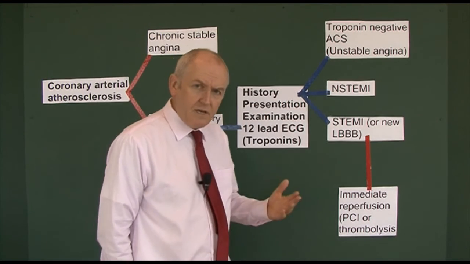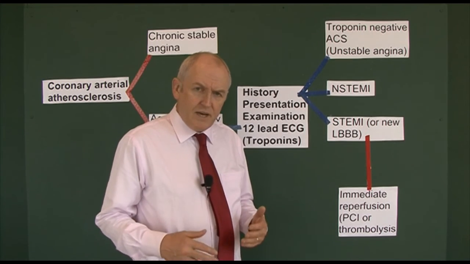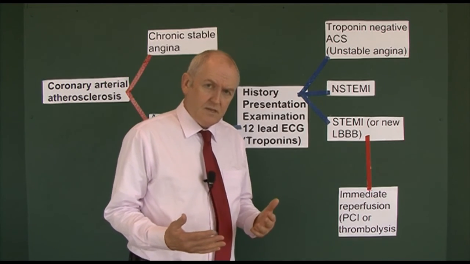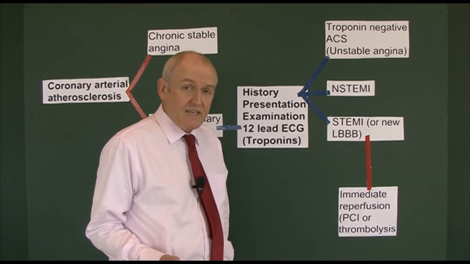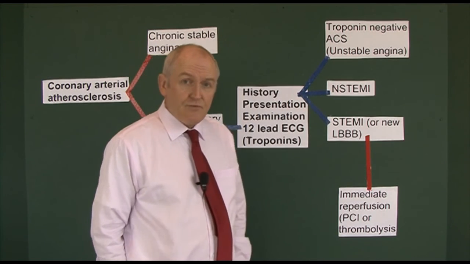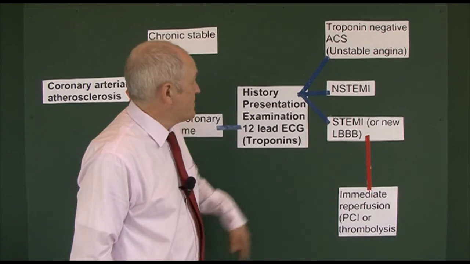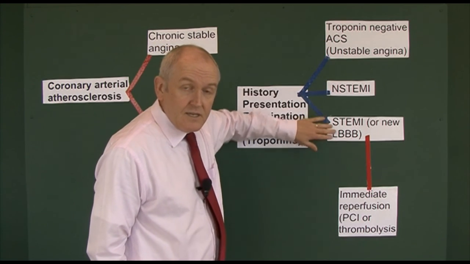Preferably, we will do immediate PCI if that's available. That's associated with the best possible prognosis. If emergency PCI is not available or would be delayed, then these patients need thrombolysed. So remember, 3 components of the acute coronary syndrome: unstable angina, non-STEMI, STEMI.